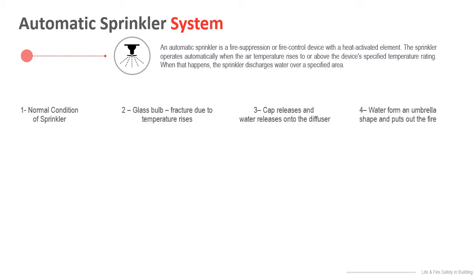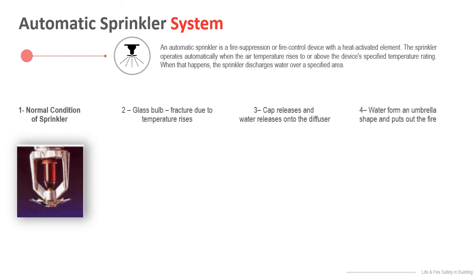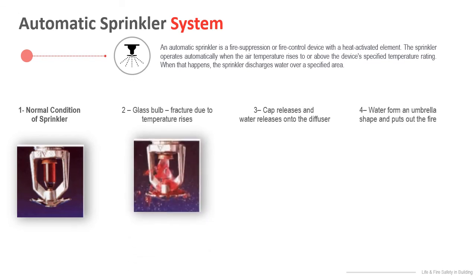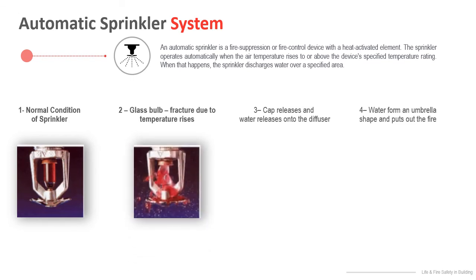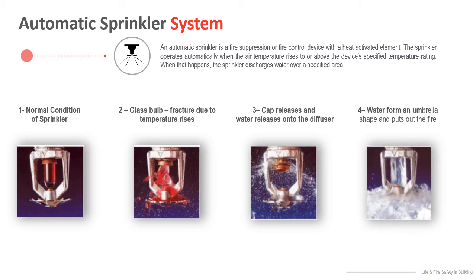And we have four stages to discharge water from a sprinkler head. We have the normal condition of the sprinkler. Once the temperature is reached, the glass bulb will fracture, and then the cap will be released and water will be released onto the diffuser. And finally, the water will form an umbrella shape and put out the fire.